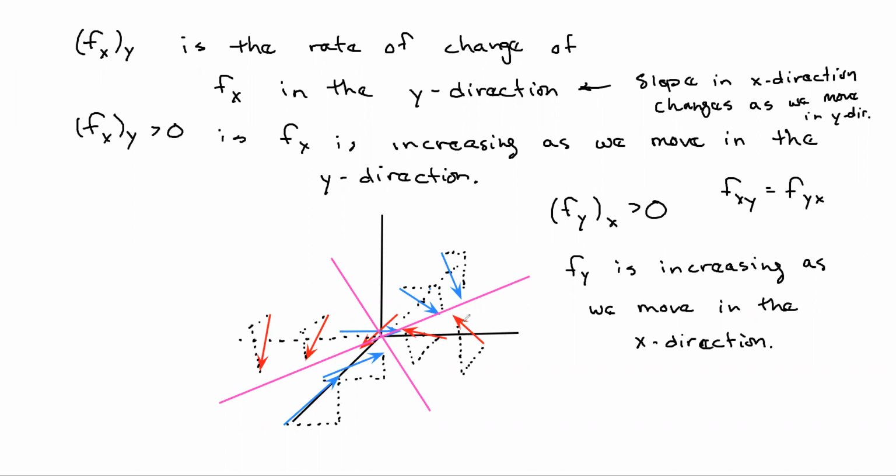Well, if you're going this way, toward this pink line, you're going upward, right? You're climbing up a surface. That's what this arrow represents. It represents the fact that the slope in the x direction is positive at that point on the y-axis. So you'd be climbing this way, right? What if you went this way?